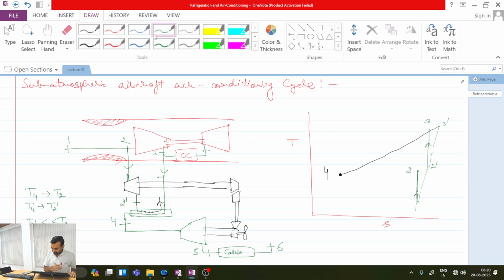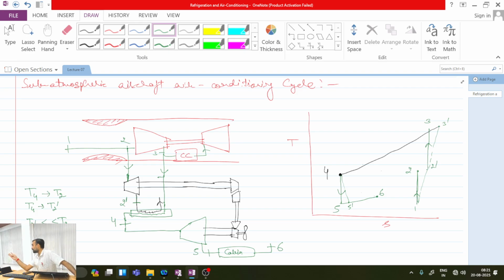Now you can see that earlier you were reaching T2, and from there you were doing expansion. Now you are doing expansion from point 4. So what is the meaning? The meaning is you are doing expansion across the same pressure ratio, but your inlet temperature which you are considering at the inlet of the turbine, that is less for this case in comparison to the standard cycle.